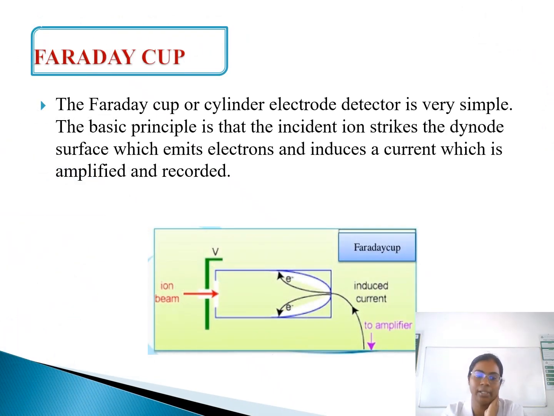This is the Faraday cup detector. The Faraday cup, or cylindrical electrode detector, is a very simple method. The basic principle is that the incident ion strikes the dynode surface, which emits electrons and produces a current, which is amplified and recorded.